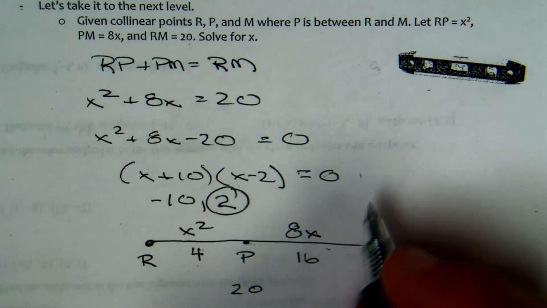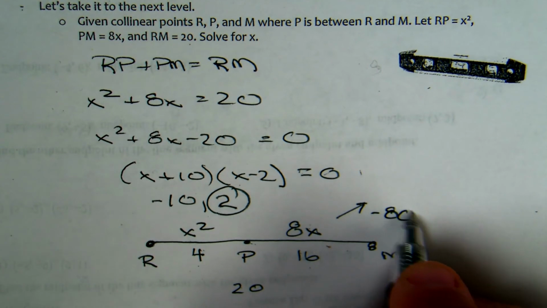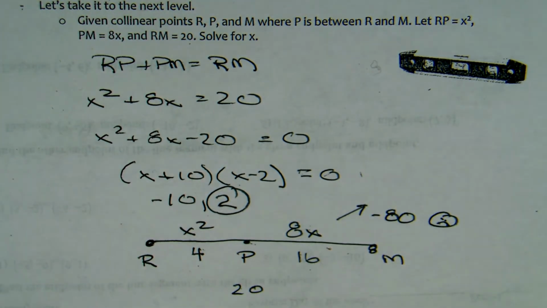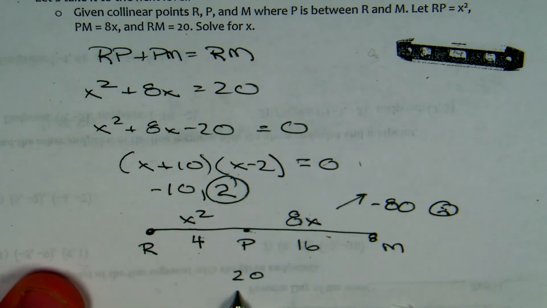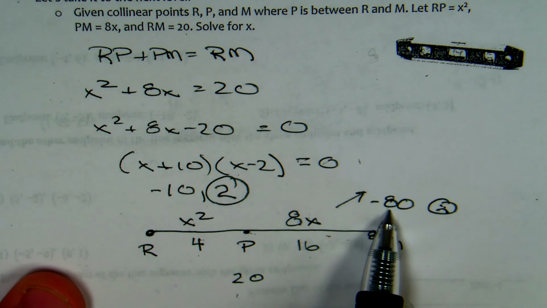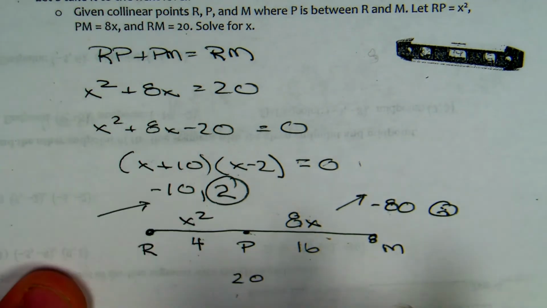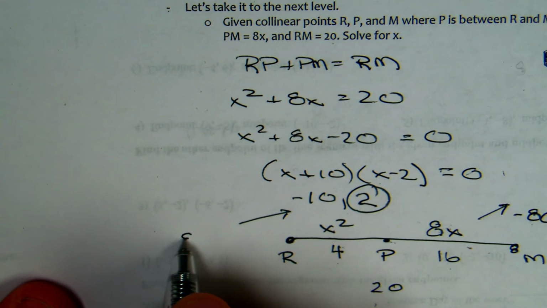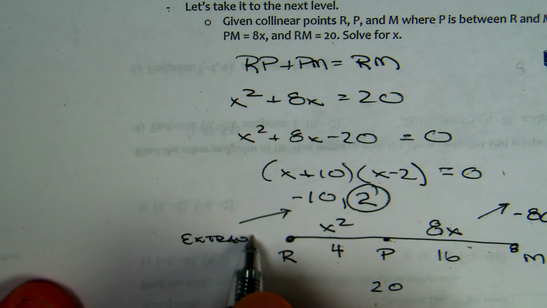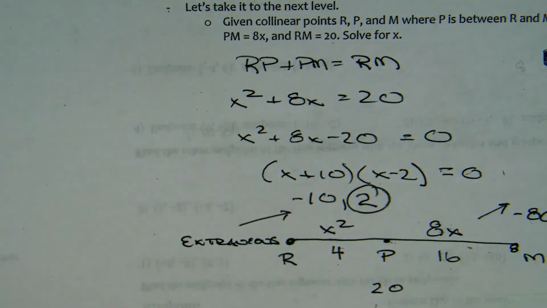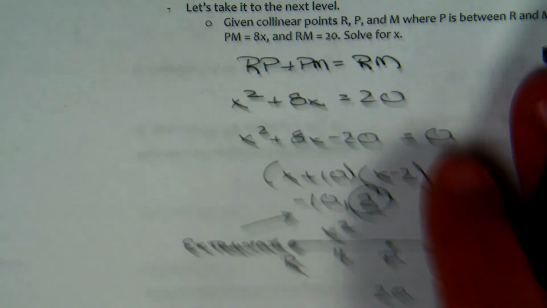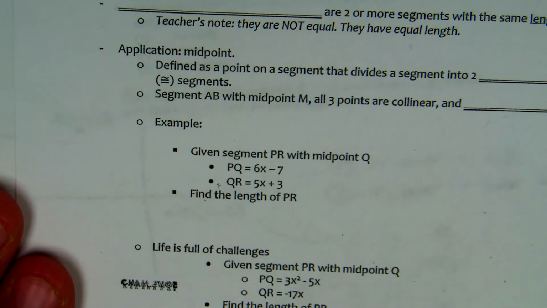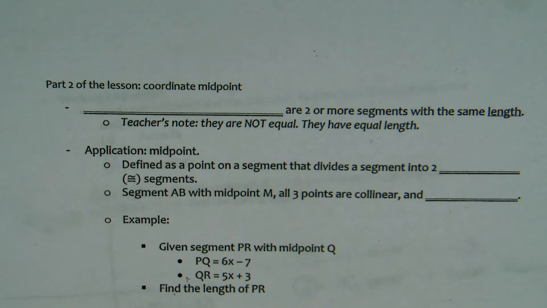Negative 10 times 8 would give me negative 80. And the problem with that is I can't have a negative value for a length. So when I plug it in here, 100 minus 80 certainly gives me 20. The problem is negative 80 can't be a length. So when describing negative 10, we call that extraneous. If you didn't go through that last year, an extraneous solution is one that works algebraically but does not work mathematically.